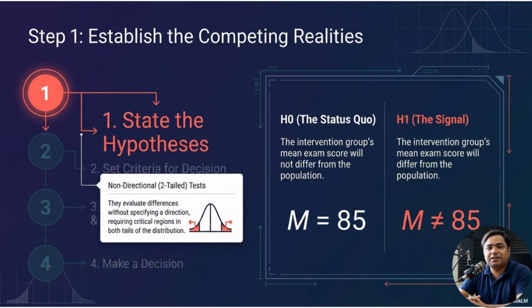The difference can be in either direction. The sample mean may be higher than 85 or it may be lower than 85. That is why both tails of the distribution are important. In a two-tailed test, we are looking for an unusually high result or an unusually low result. So the first step is complete. We have created two competing realities. One says no difference, the other says there is a difference.